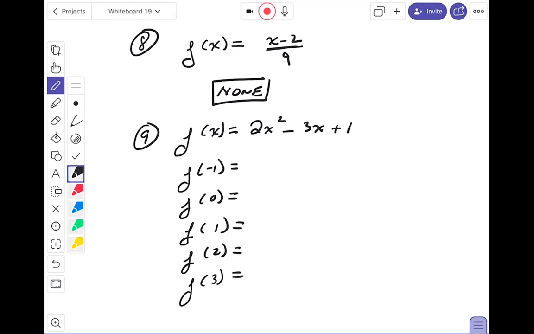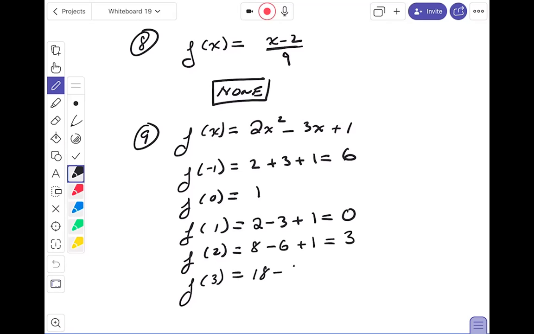I'm going to compute each one separately. And again, I'm getting better with the evaluation. If you need to parenthesize variables, plug it in, that's fine, you can do that. So you get 2 plus 3 plus 1, which is going to be 6. Next one's going to be 1. That was simple. Next one's going to be 2 minus 3 plus 1. Let's see, that's going to be 0. Next one is going to be 8 minus 6 plus 1, which is 3. If you did f of 3, what do you get? 18 minus 9 plus 1. And what does that give you? 10. So I'm ready to write down the range.